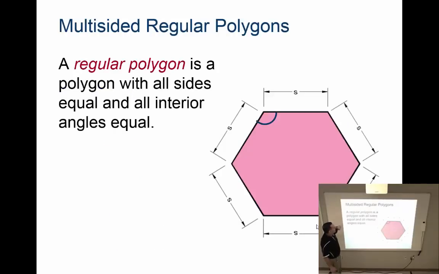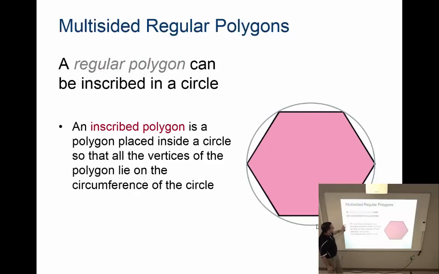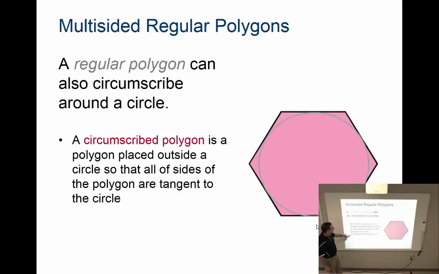And then finally, let's talk about regular polygons. A regular polygon has all sides equal and interior angles equal to each other. So we have pentagons, hexagons, octagons. They're all considered regular polygons. Again, we can discuss the concept of those being inscribed in the circle. Right? So all the vertices of the polygon lie on the circumference of the circle, as compared to being circumscribed, where they're placed outside the circle so that all the sides of the polygon are tangent to the circle.